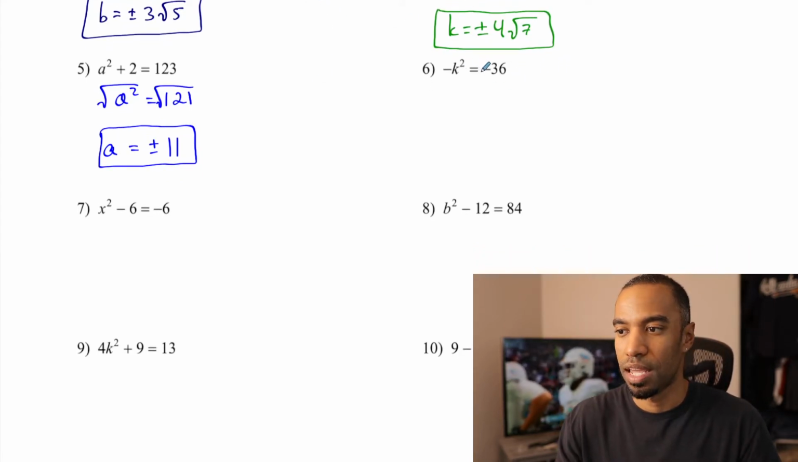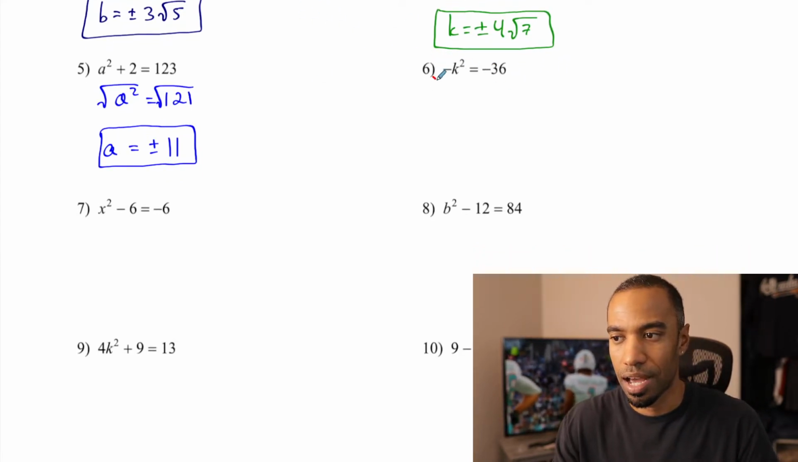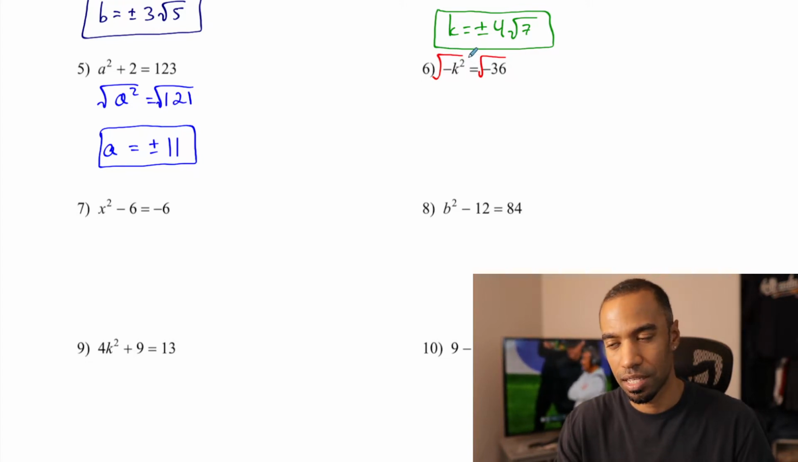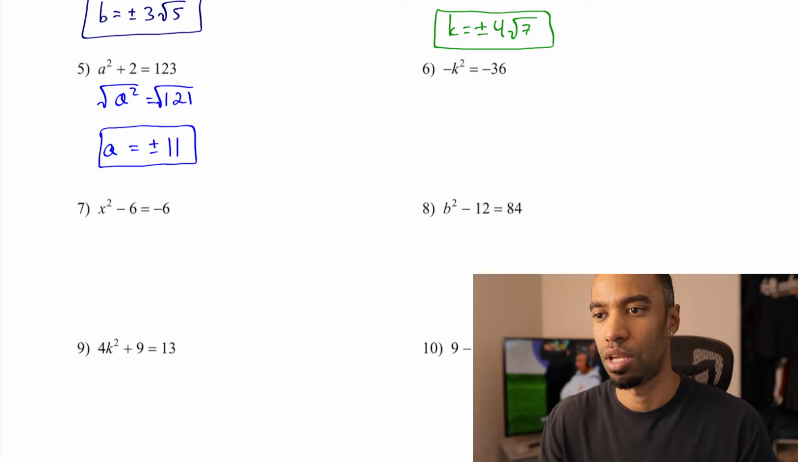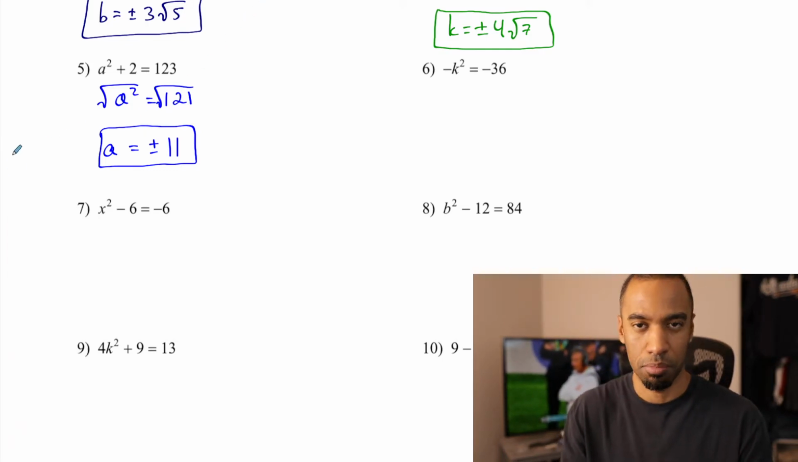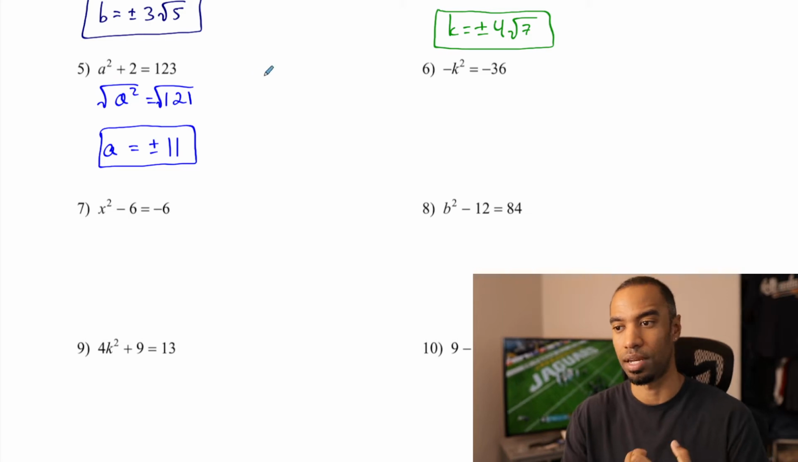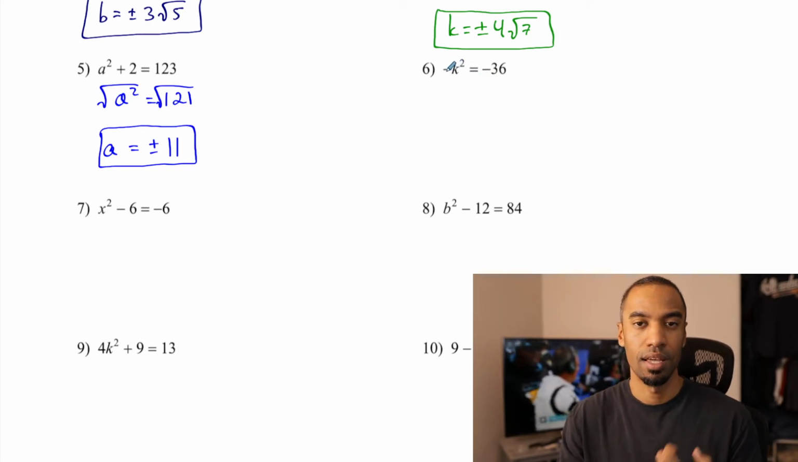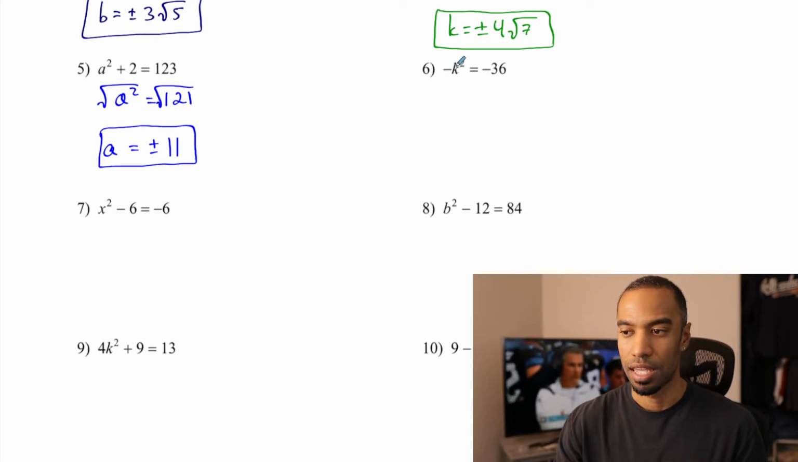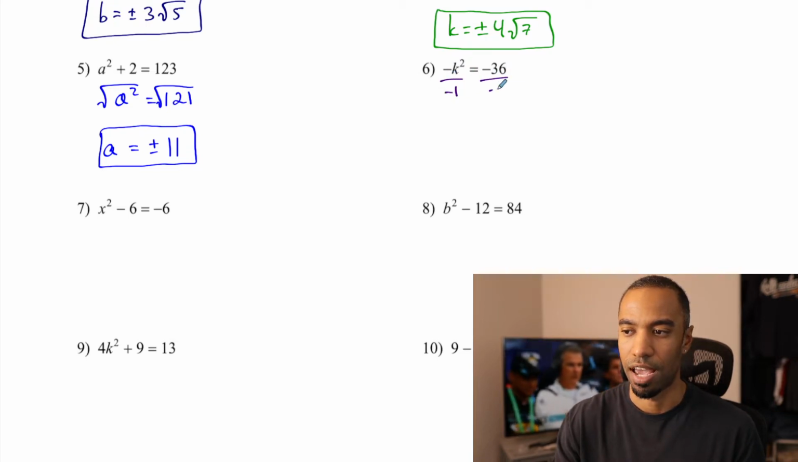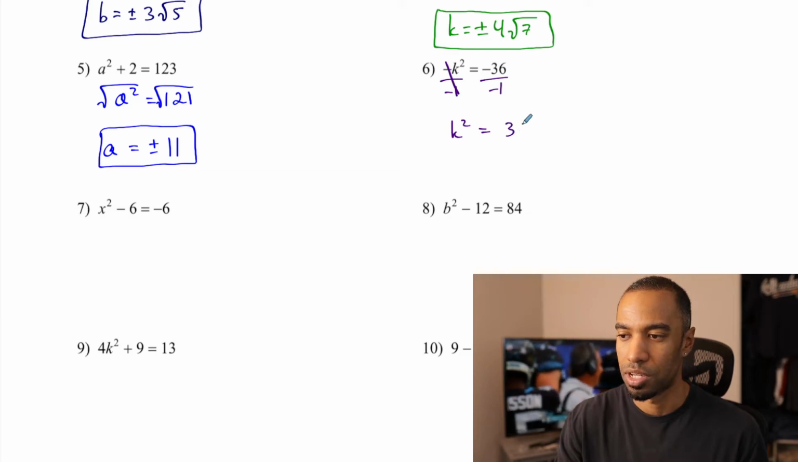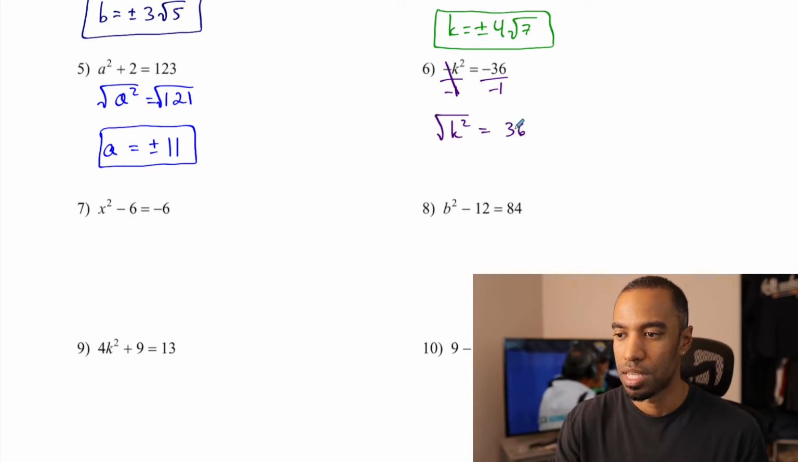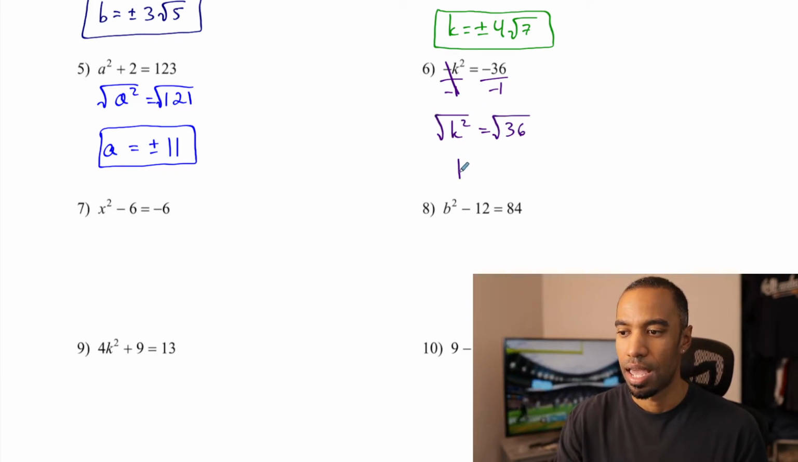All right, number 6, we have negative k squared equals negative 36. You cannot take the square root of both sides right now. You can't take the square roots of negatives and expect real solutions. I suppose another math teacher can interject and say, yes, you can because blah, blah, blah, but we're not at that level right now. What we need to do is isolate the squared variable. There's a negative 1 multiplying in front, so let's divide both sides by negative 1 here and get positive k squared equals positive 36.